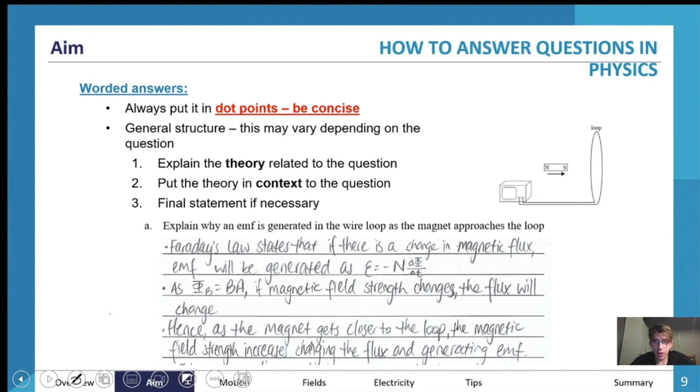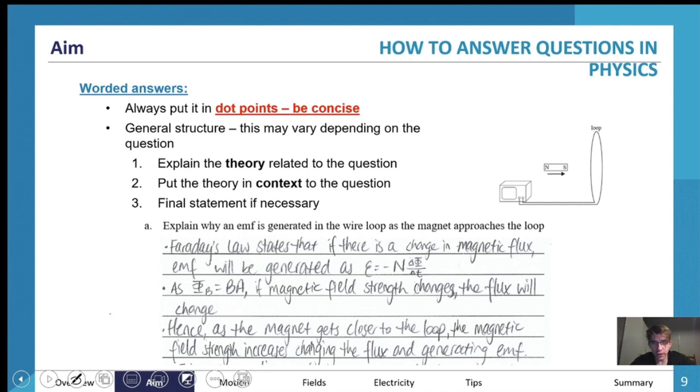So in this case, sorry, I'm a little bit sick, you can see, explain why an EMF is generated in the wire loop as the magnet approaches the loop. First, you state that Faraday's law states that if there is a change in magnetic flux, EMF will be generated, as voltage is equal to, and you give the voltage equation, so it's equal to N, the number of loops in the wire, multiplied by changing flux over changing time.